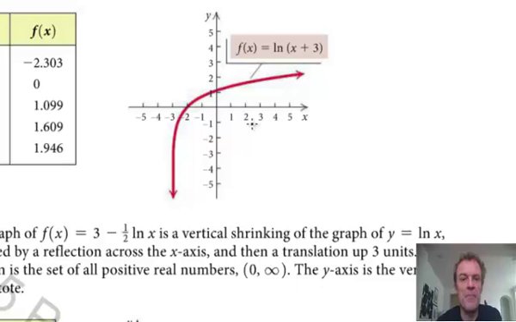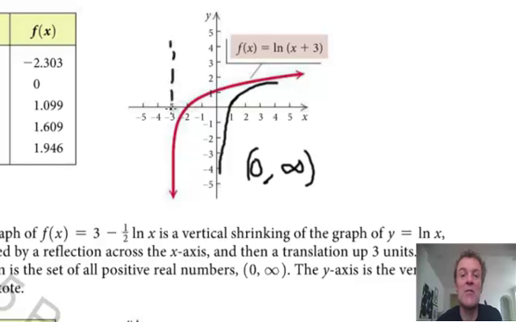Let's have a look at it. And there it is. Normally it would go through here, and the y-axis would be a vertical asymptote. Remember domains of log graphs? The domain of a log graph is always 0 to infinity. But this has been moved 3 to the left, so it's been moved from this x-intercept to this x-intercept. So x equals negative 3 will be the vertical asymptote. I've just moved it 3 to the left, if that helps you draw it. Instead of the y-axis, I've moved it 3 to the left.